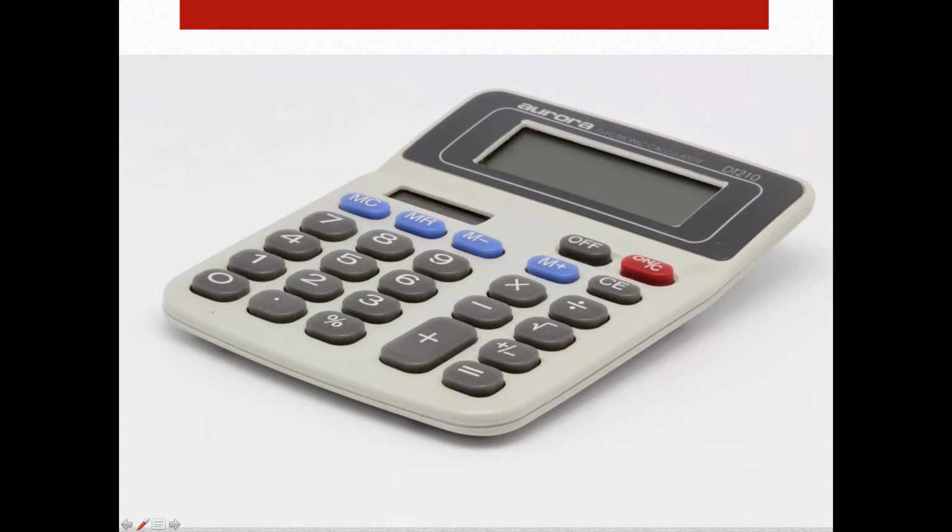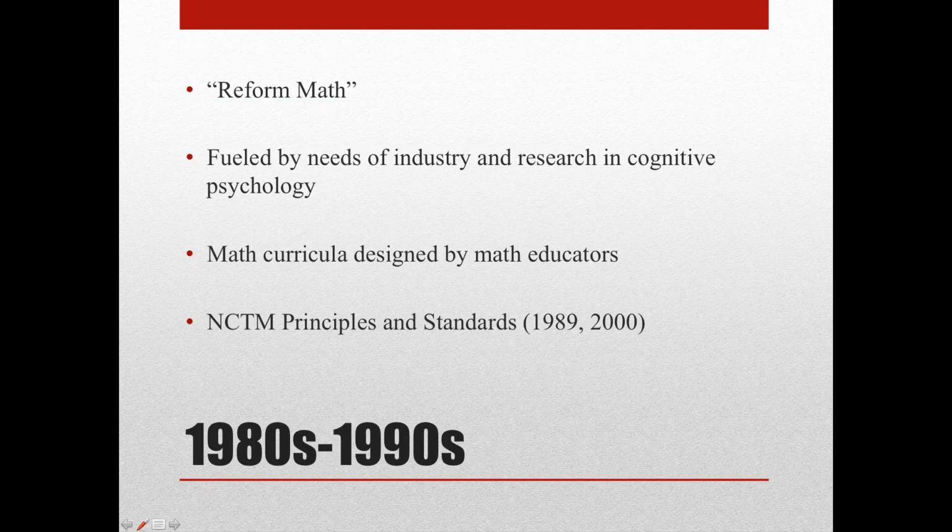Think of the kids you're teaching now. What will their jobs be? They probably don't even exist yet. Okay, so industry needed future employees who could do things like problem solve, think mathematically, and not just memorize computations. So that brings us into the 80s, and the pendulum swings back again to what we call reform math.